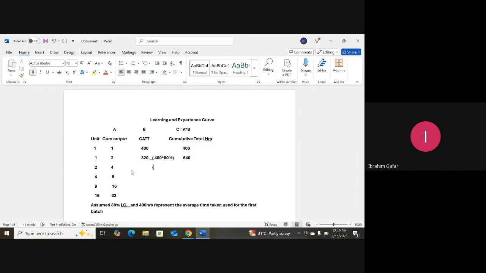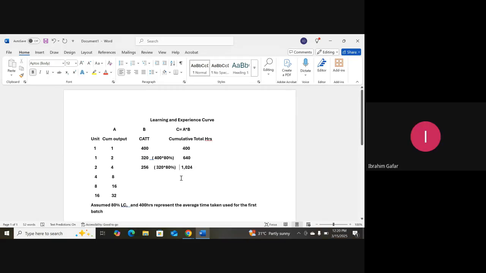Now, if the output double again, what will happen? What should I put here? If output double again, it will be 320 multiplied by 80%. What do you have? 256. So what's going to be my C? 1024, and so on, like that. That's how you apply it. You can see that this is what the theory is telling you.